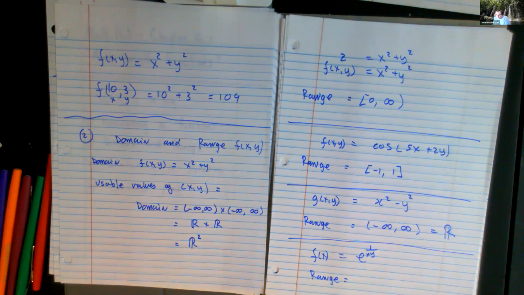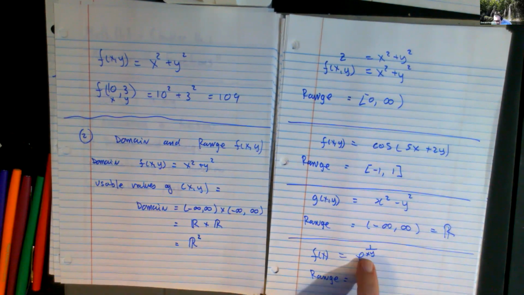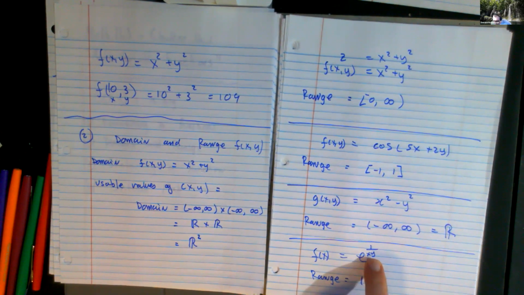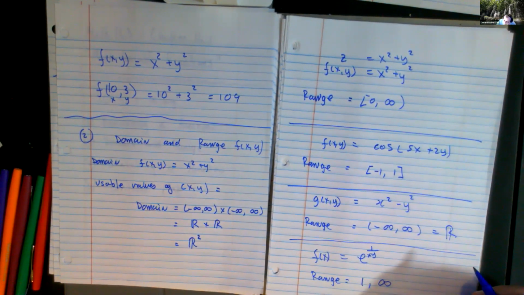E to the power of 1 over xy. What's the smallest answer you can ever get for e to the power of 1 over something? 1, because e to the 0 is 1. If you choose really small x's and really small y's, won't 1 over a really small number be a really big number? And e to the power of a really big number gets me infinity. Does that argument work?